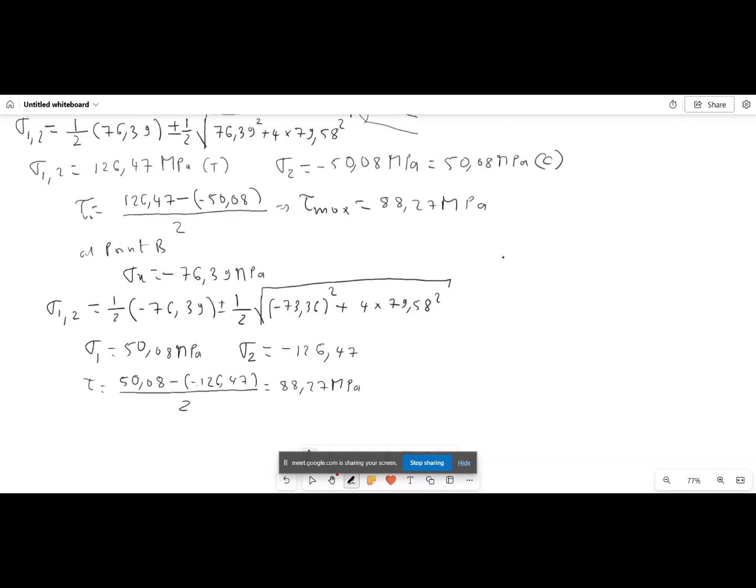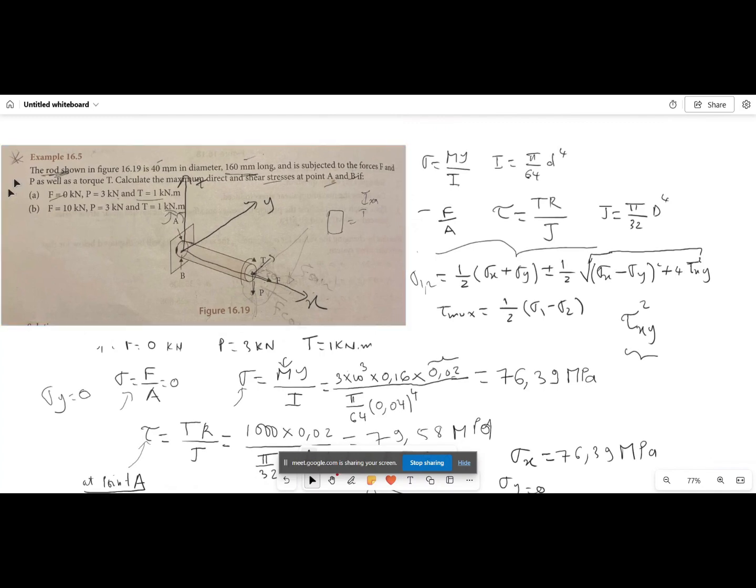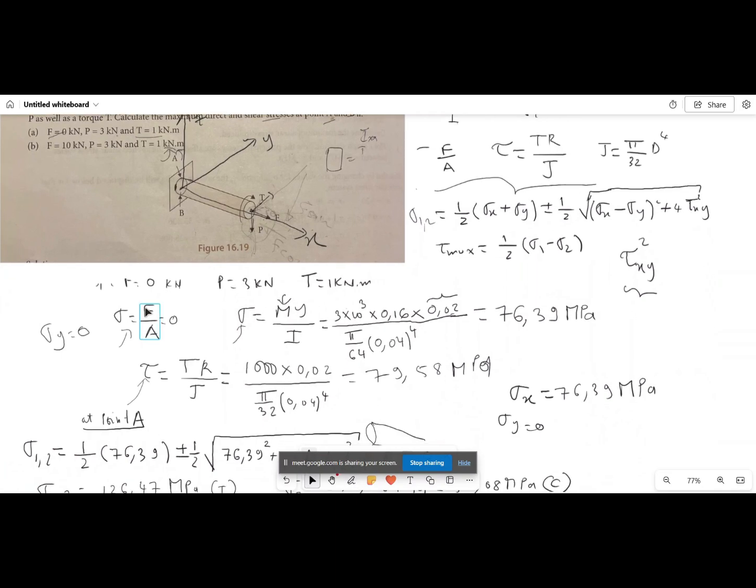Now there is a question. Remember, this question has two parts. The first part is when F is 0. Now, what do you think at B will happen if F is equal to 10? Just think of it. Remember, if F is equal to 10, it means we have the presence of this force here. We're going to have a direct stress. In which direction? Positive or negative? In a positive.